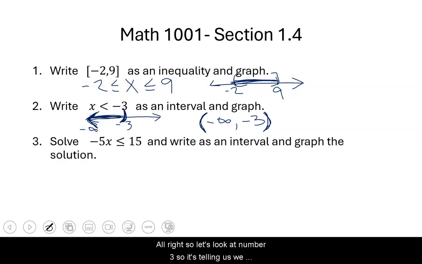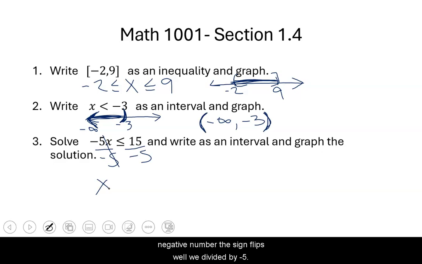All right, so let's look at number 3. It's telling us we need to solve this problem and then do the interval and then graph it. So we need to get x by itself. So divide by -5 on both sides. On that left side, it cancels. Now, this is the special case with these. If you divide or multiply by a negative number, the sign flips.